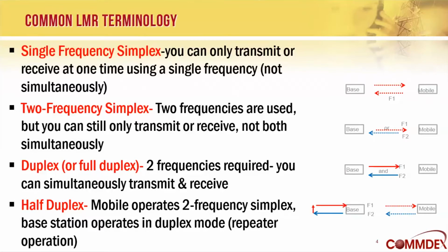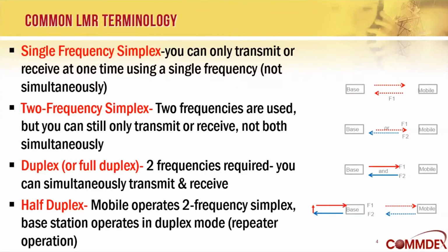Then we have a variation on that called 2 frequency simplex, where you have one frequency for one direction and a different frequency for the other direction. This is nice, but you can still only transmit or receive, but not both simultaneously. There's a couple examples we'll talk about where this is used. It's not very common. Then we have duplex.